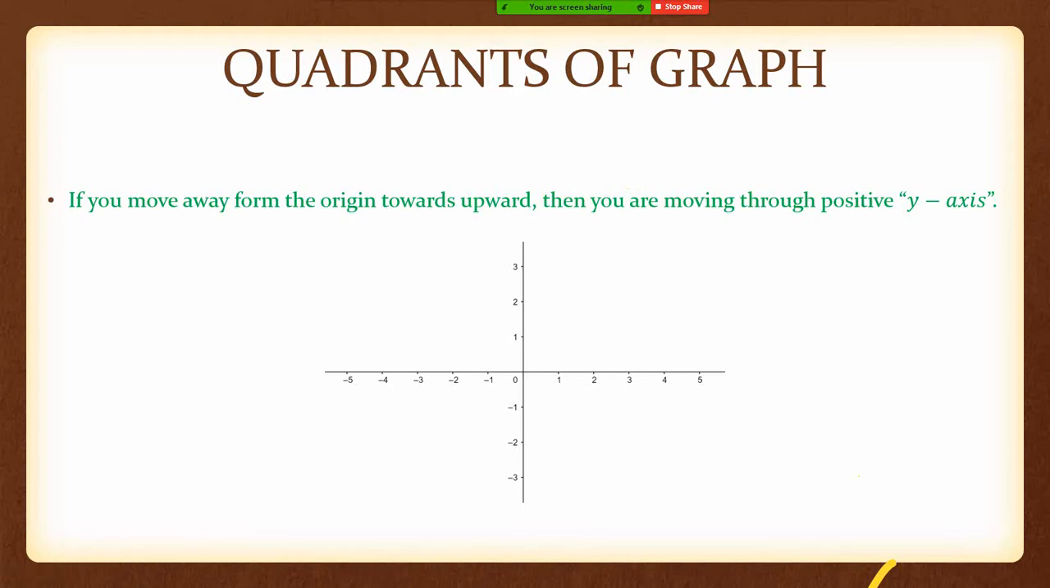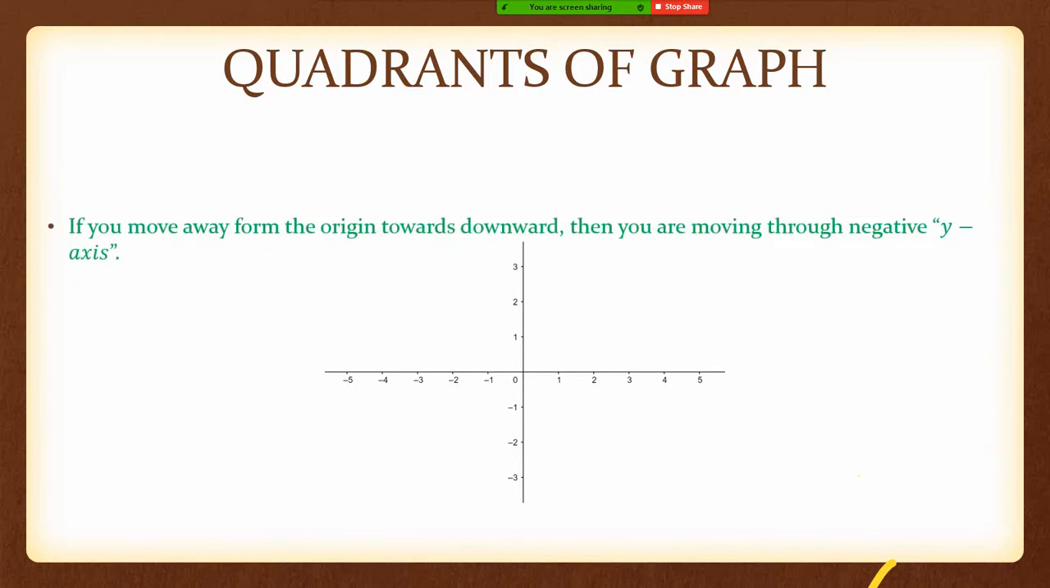If you move away from the origin towards upward, you are standing on origin and now you are moving upward from the origin. You are basically elevating yourself, then you are moving through positive y-axis. It means whenever you have any value written upward of the origin, then this point lies on positive y-axis. Every value above origin must show that you are working on positive y-axis. So this is your positive y-axis.